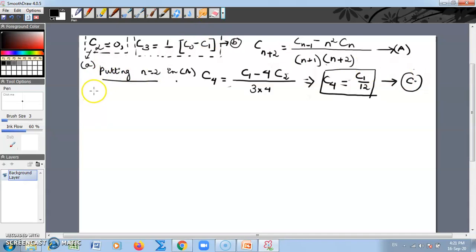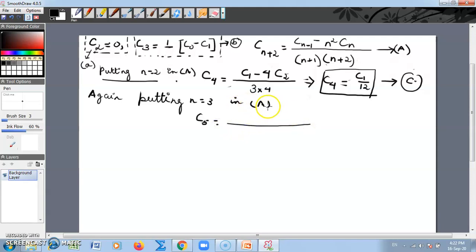Now again, putting n is equal to 3 in A. So we are putting n is equal to 3 in A, and see what do we get. When I put n is equal to 3, this gives me C5. We get that C5 is equal to C3 minus 1 is C2, C2 minus 3 square is 9, so I get here 9 C3 divided by 4 into 5.